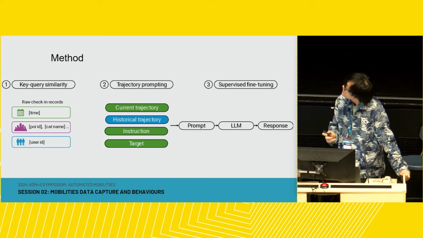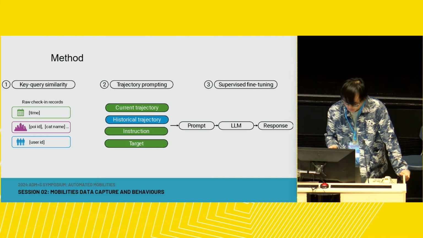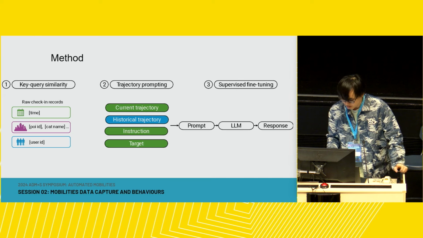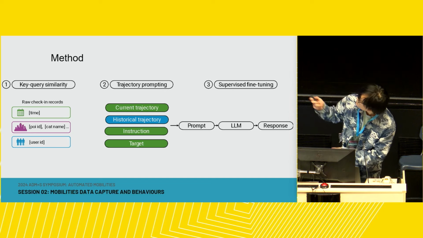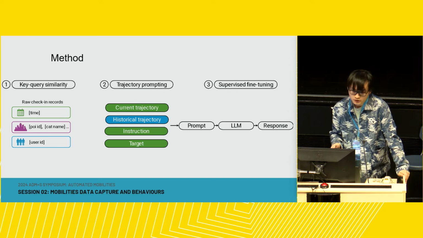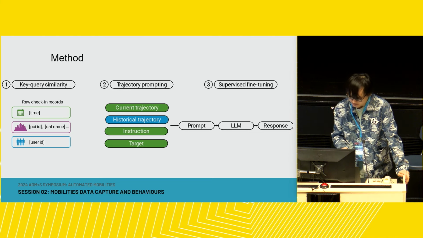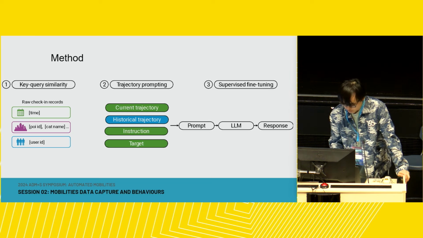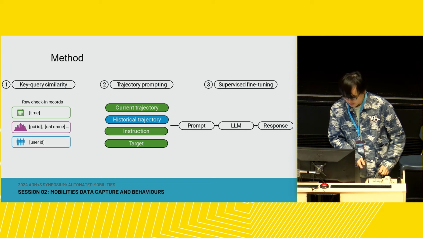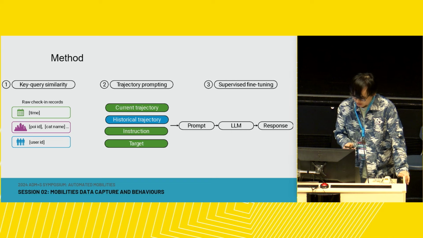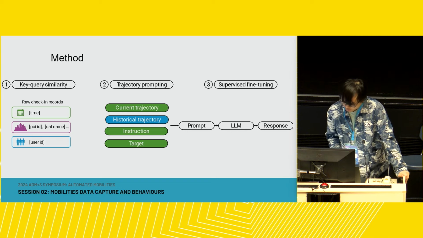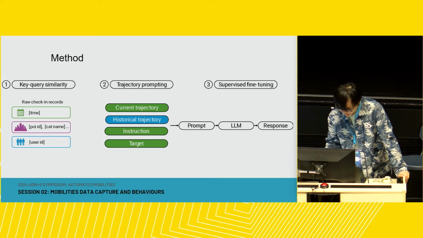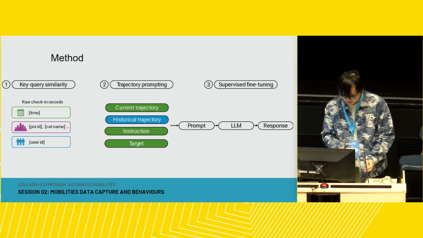The first block is the current trajectory block, which contains the current trajectory without the check-in record which we want to predict. The second block is the historical trajectory block, designed together with the key query similarity to address the cold start problem, because these POI data often have the cold start problem where users may not have sufficient data. Therefore, we need to borrow similar data from other users. We designed this key query similarity to select trajectories that are closer to the current trajectory we want to predict, and we include them in the historical trajectory block.